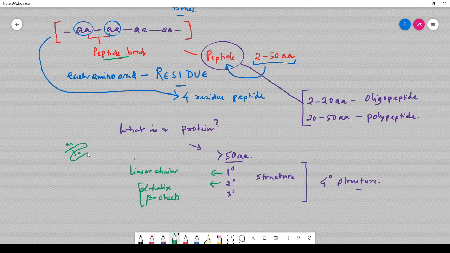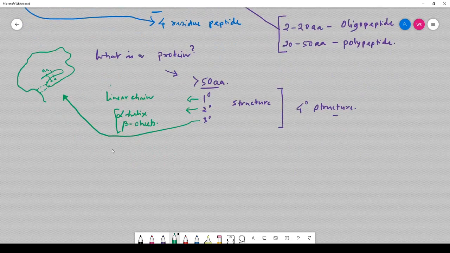Now, if this protein continues to fold and there is interaction from amino acids which are very far apart in the chain. Okay. Initially we had interactions between amino acids which are located nearby in the chain. But now if you have interactions from amino acids which are located far apart in the chain, then that gives rise to a tertiary structure. So up till now we are talking about one chain. Okay, one chain.